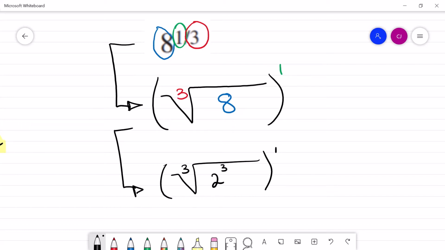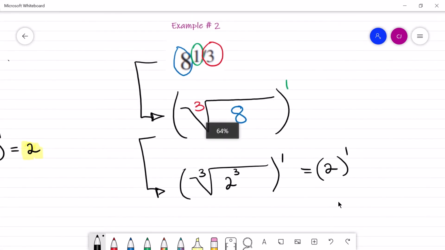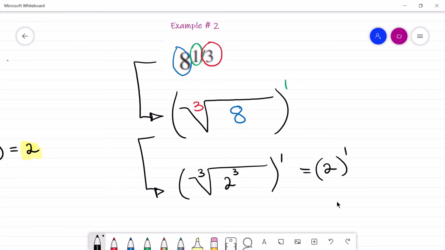So hopefully you guys are still with me. Now that my root and my inside power are the same, my answer is just going to be my base. Therefore, my answer is going to be 2 to the first power. And again, anything to the first power is itself. So 2 to the first power is going to be 2.